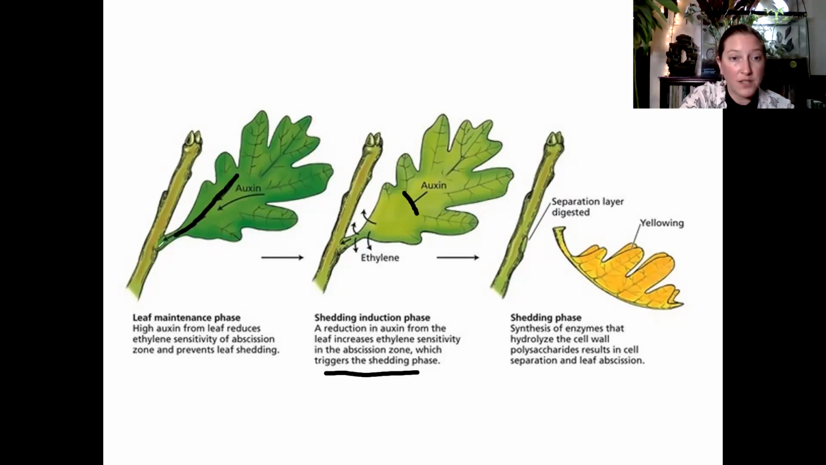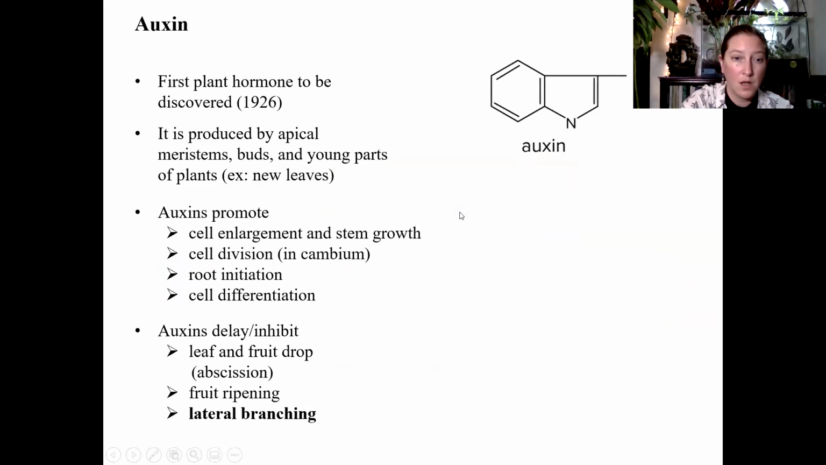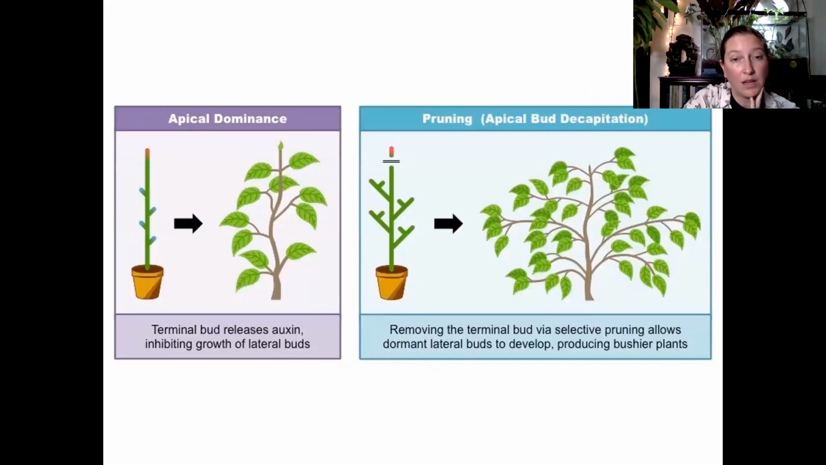Yes. So if auxin does go here, it tells the leaf, don't fall off yet. But once that stops, then the leaf will fall off. Another thing auxin delays or inhibits is something called lateral branching.